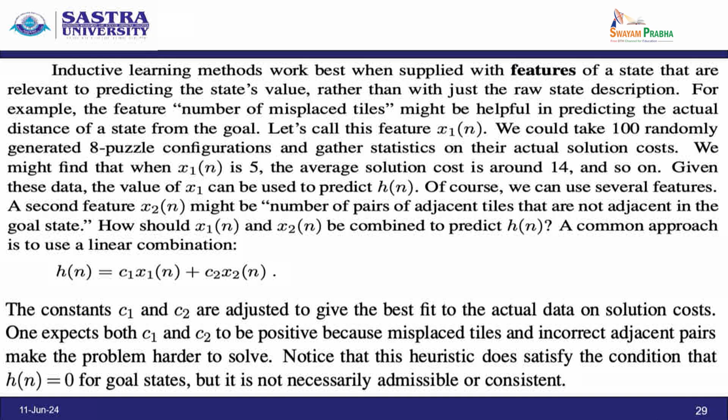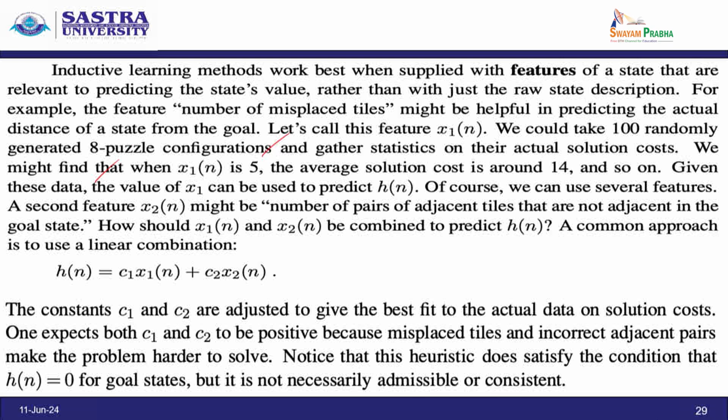For example, the feature number of misplaced tiles might be helpful in predicting the actual distance of the state from the goal. So, let us call this feature x1 of n. We could take 100 randomly generated 8 puzzle configurations and gather statistics on their actual solution cost. So, we might find that x1 of n is 5 when the average solution cost is around 14, and so on. Given these data, the value of x1 can be used to predict h of n.